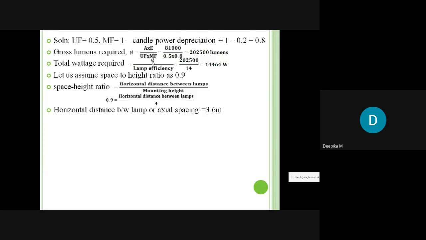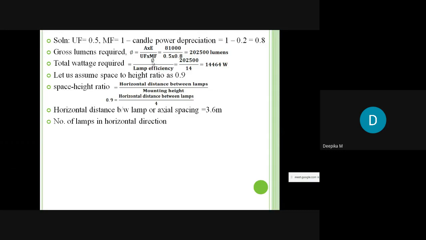So therefore, while designing the problem, you have to take that the distance between each lamp should be 3.6 meter in horizontal direction. Then we have to calculate how many number of lamps you are using in a horizontal direction, because not only one lamp we are using, so many number of lamps we are using in the horizontal direction, and to provide uniform illumination.